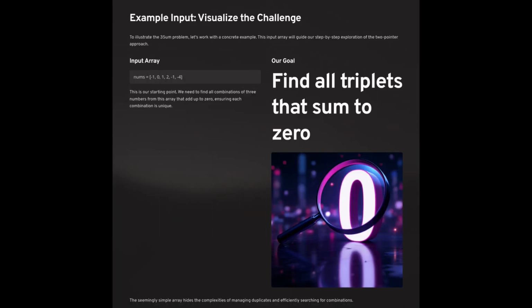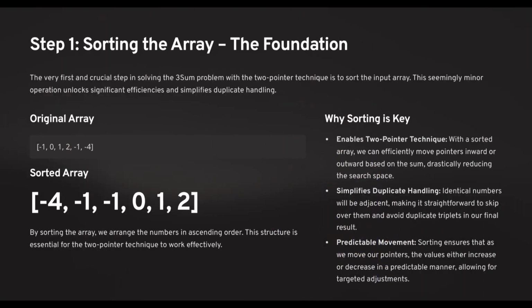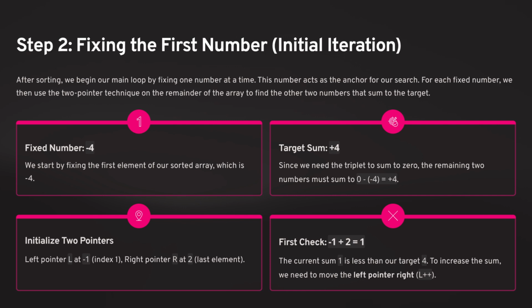Let's take example 1. The input array is [-1, 0, 1, 2, -1, -4]. Our goal is to find all combinations of three numbers from this array whose sum is 0. The first and most important step is to sort the array. Sorting allows us to use the two-pointer approach and also helps us skip duplicates easily, which is required by the problem. After sorting, the array becomes [-4, -1, -1, 0, 1, 2].